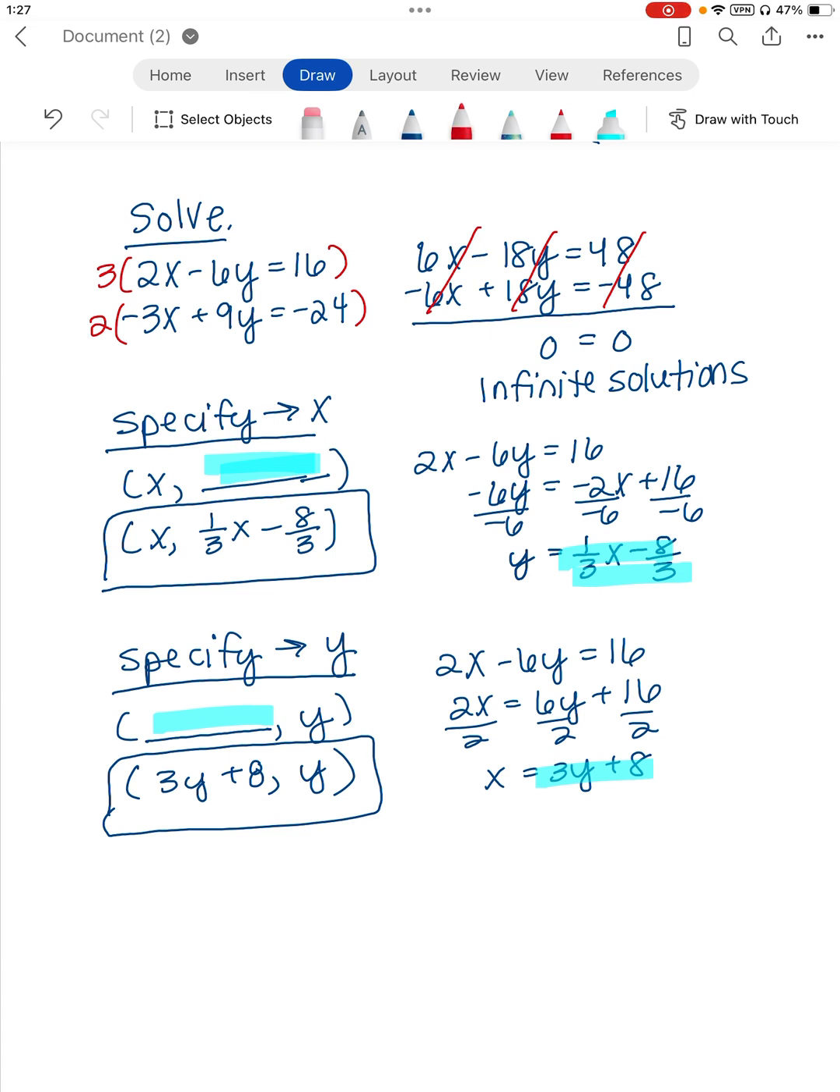So just be mindful of what they are directing you to do, because they can ask you to do it either way. They can specify that you write it in terms of x or y, or maybe even z or w or whatever, other variables could be involved, and that you just write it in the format that they're looking for.